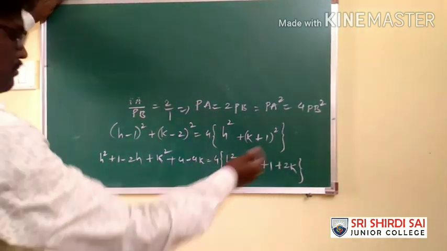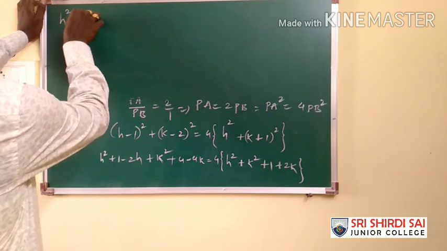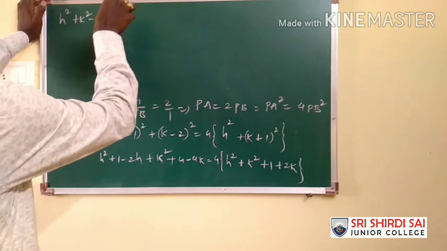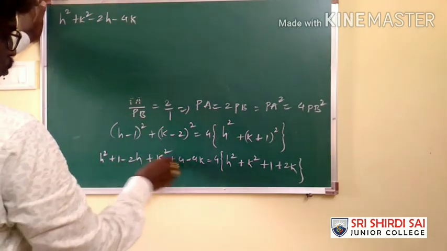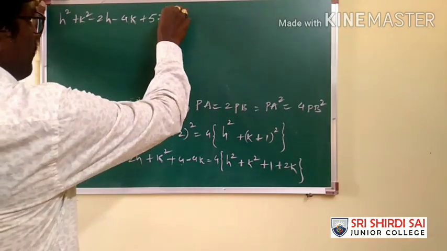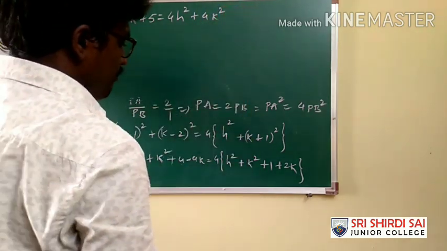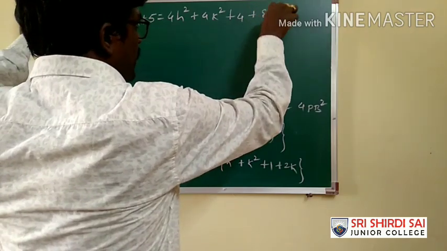Let's simplify this part. h square plus k square minus 2h minus 4k, 4 plus 1, 5, plus 5 is equal to, on the right hand side we have 4h square plus 4k square plus 4 plus 8k.